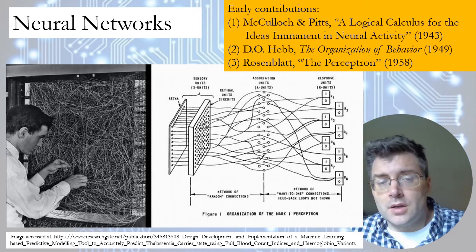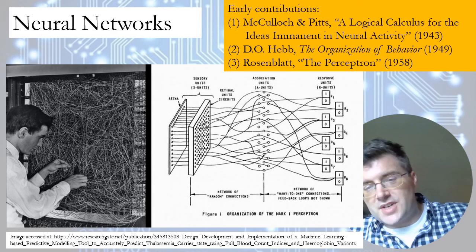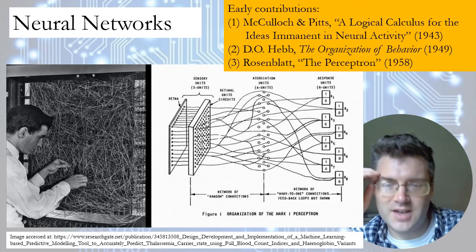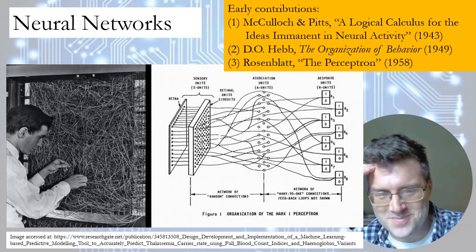So here is an image of the inventor of the perceptron, Rosenblatt, working with his machine, which was actually an analog machine of sorts. It involved real wires. It wasn't a digital simulation of a neural network, as most neural networks today are. It was an actual network of wires that you had to pick through.